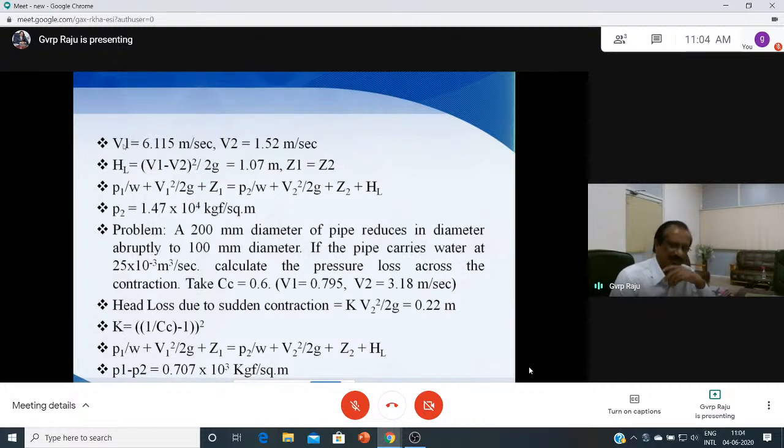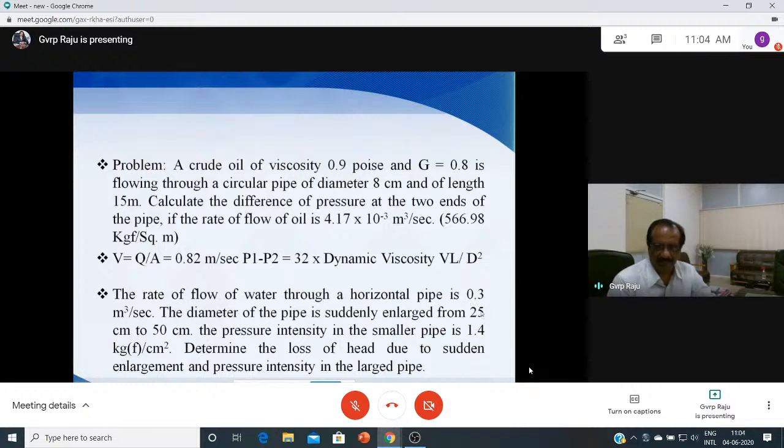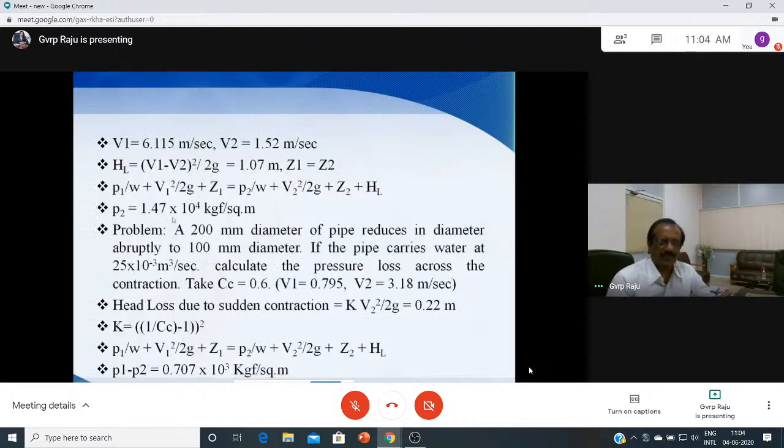So V1 is equal to Q by A1. Q is equal to 0.3, and the pipe is reduced from 25 to 50, so D1 is 25 centimeters and D2 is 50 centimeters, and discharge is 0.3. V1 equal to Q by A1, where A1 is pi by 4 into 0.25 whole square. You get V1 equal to 6.115 meter per second, and V2 is equal to again Q by A2, 0.3 by pi by 4 into 0.5 square, which is 1.52 meters per second.